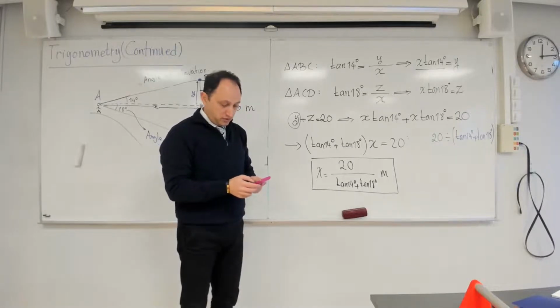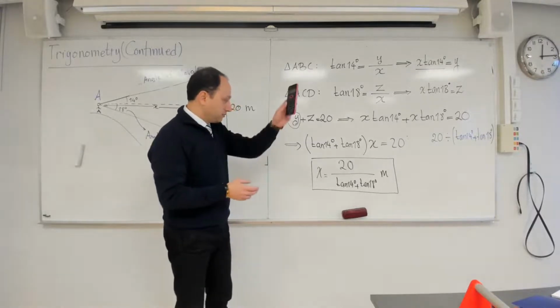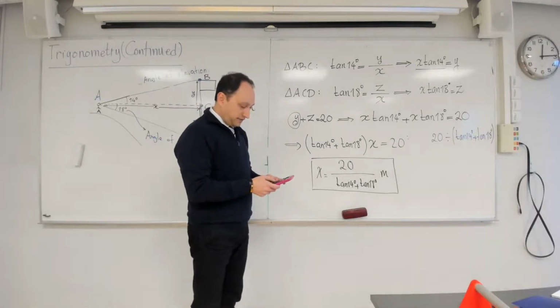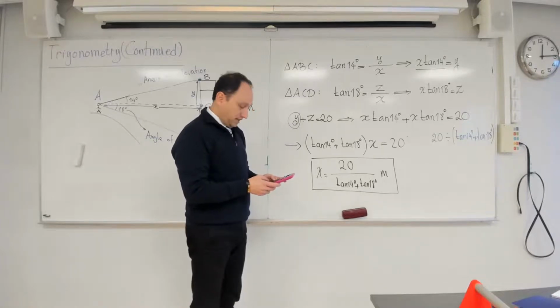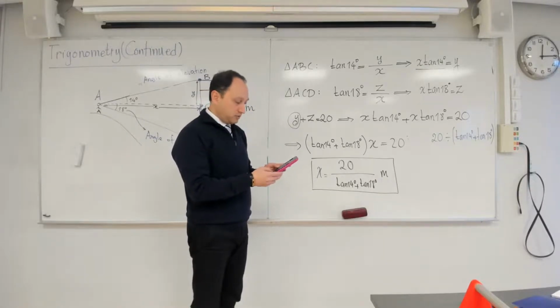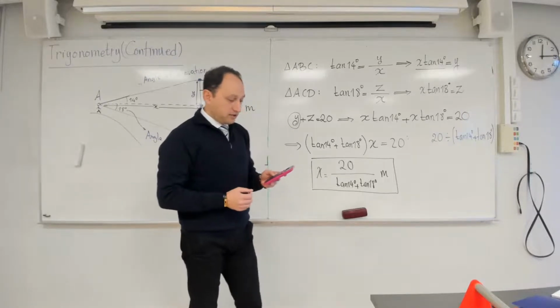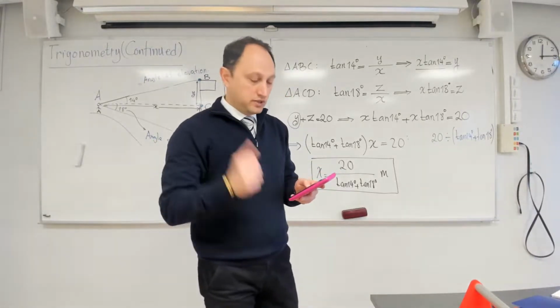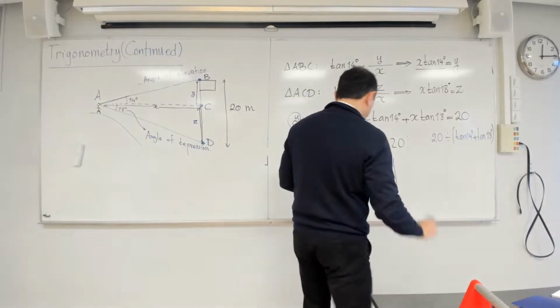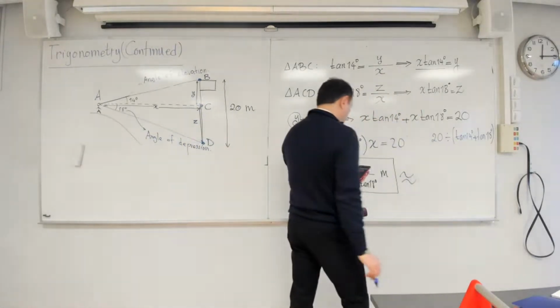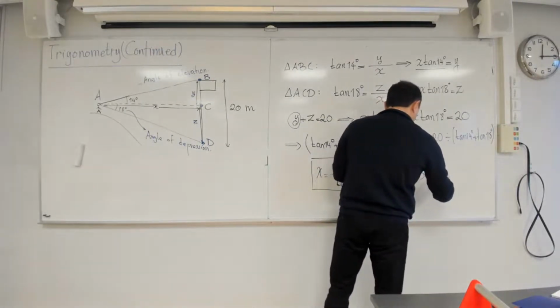Okay, so using my calculator: 20 divided by brackets open, then tangent of 14 plus tangent of 18, and then brackets closed. Then I press the equals or execute button. What I get is 34.82, etc. If I want to keep only one decimal place, that would be approximately equal to 34.8 meters.